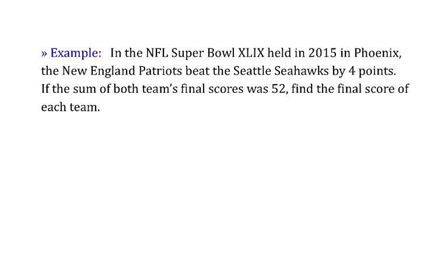Here's our example. In the NFL Super Bowl number 49 held in 2015 in Phoenix, the New England Patriots beat the Seattle Seahawks by 4 points. If the sum of both teams' final scores was 52, find the final score of each team. Okay, so in this context, I'm not super inclined to draw a picture, but a lot of times a geometry word problem picture will help. So I just want to make sure I know what's happening. I can tell the Patriots beat the Seahawks by 4 points, and we know their scores together add to 52.